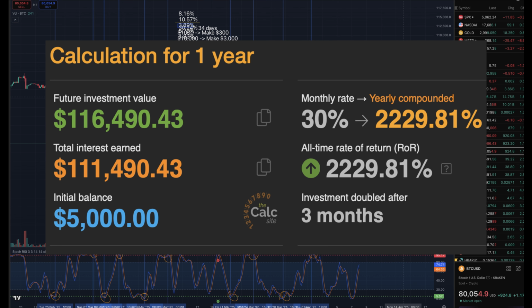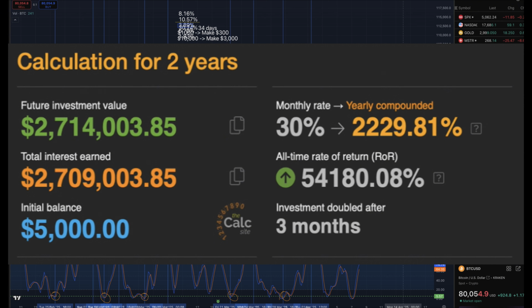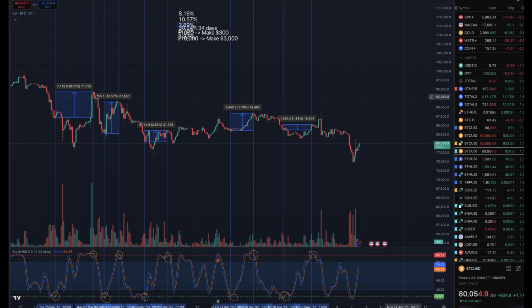Now, by the end of the year, that $5,000 should earn a total interest of $111,000, which would bring my total portfolio amount to about $116,000. And that's only for 1 year. If I did this for 2 straight years, compounding every month, then that initial $5,000 would be worth $2.7 million in just 2 years. But the trick is to just stick with it because it will not seem like you're making much money at all in the beginning.